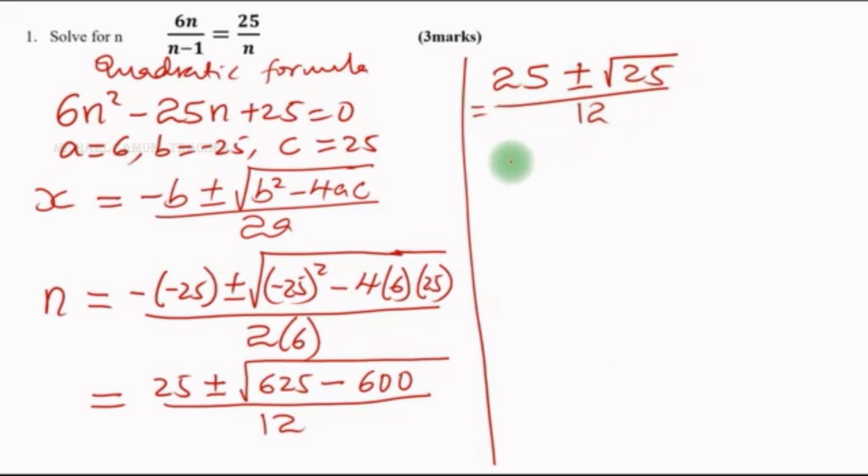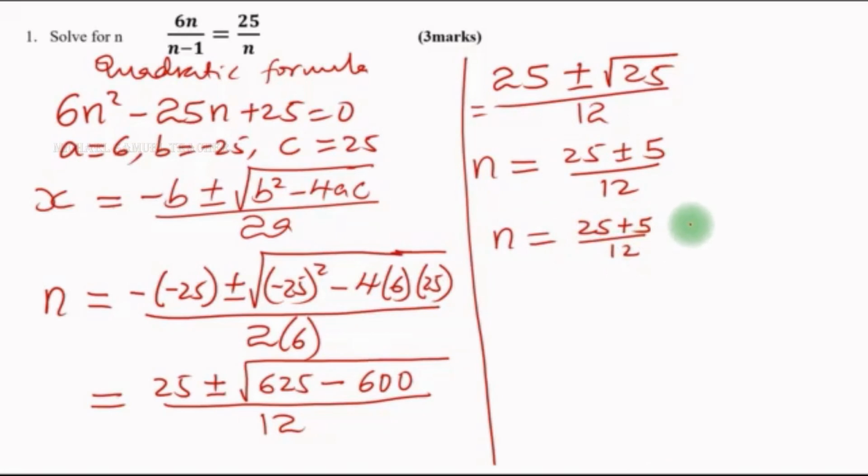12. So we end up getting 25 plus or minus the square root of 25, that is 5, all over 12. So n will be what? Either 25 plus 5 over 12, or 25 minus 5 over 12. So this will be 30 over 12, or this is 20 over 12.